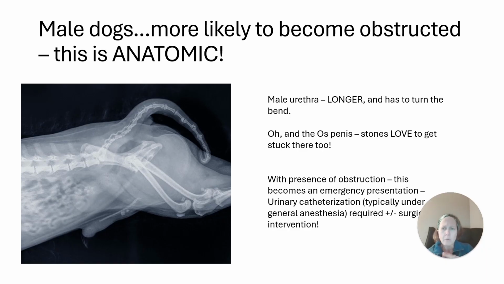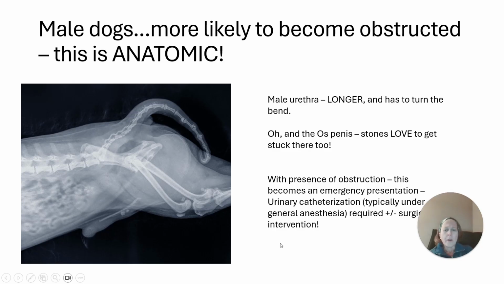One important point about urinary stones. Male dogs, you think about that male urethra. There's small stones here in the bladder, here's the urinary bladder. That urethra runs all the way over the brim of the pelvis and back down through and out the prepuce. So male dogs are way more likely to become obstructed from stones than female dogs are. Two spots where male dogs love to get stones stuck. One is right here at that pelvic brim. The other is right here underneath the os penis.